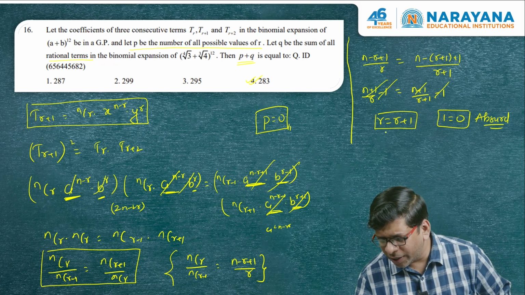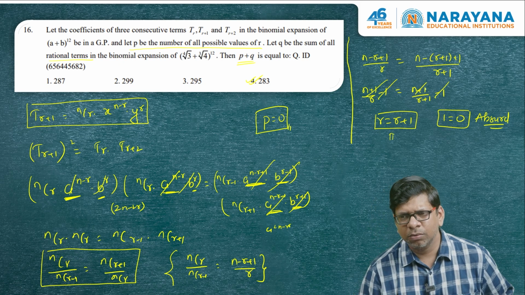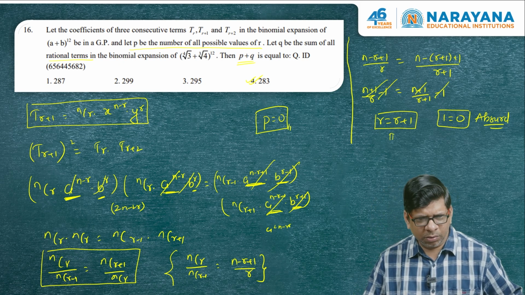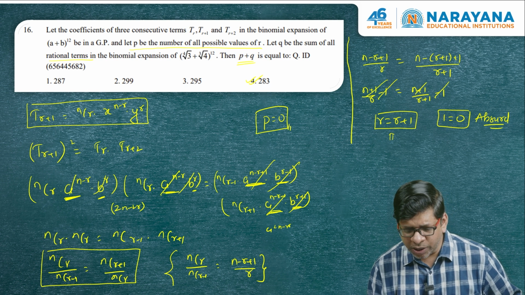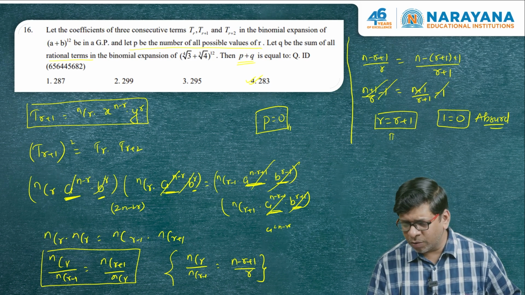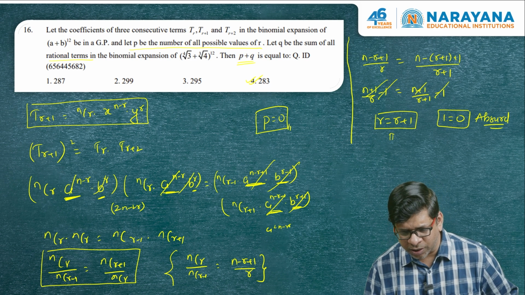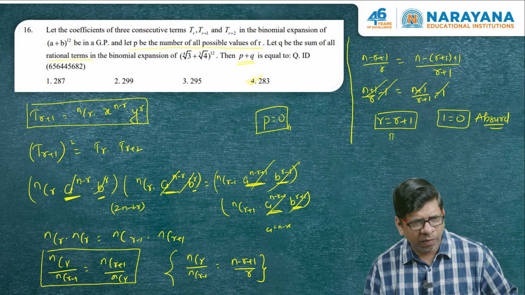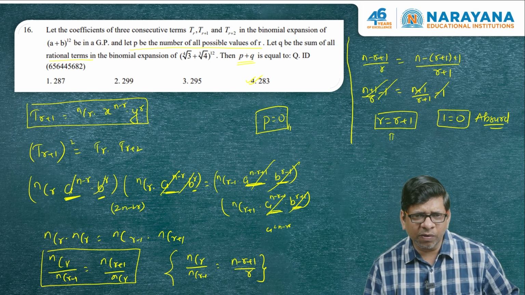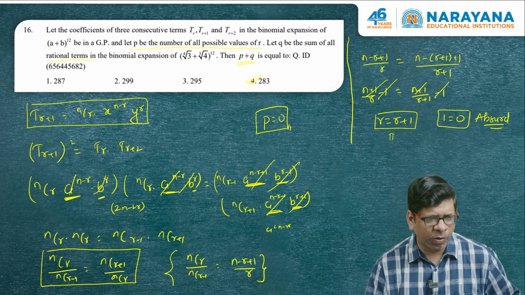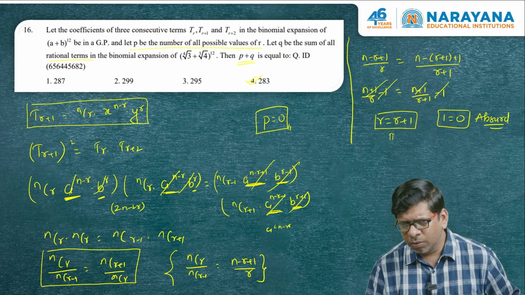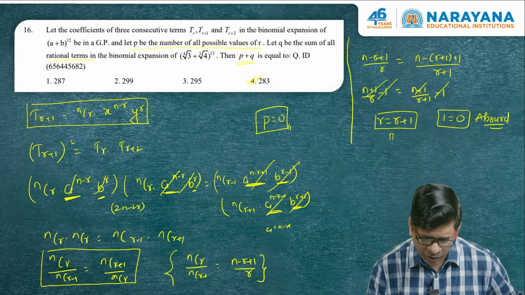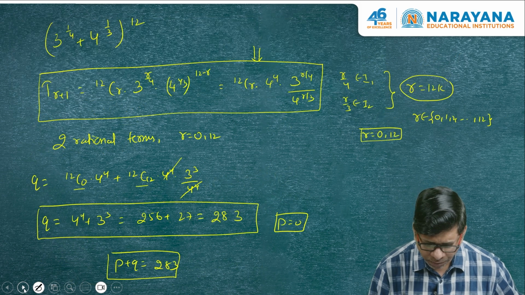The moment when you get r equal to r plus 1, you should not be trapped. You should have confidence in your solution and you should read the question properly, because in the question what they are saying is p is the number of possible values of r. Suppose if they ask for the values of r, then that is not possible. Then you may think that this question is wrong. But they ask for the number of values of r, so yes, 0 is also a number.